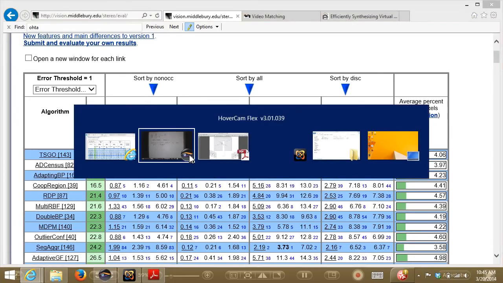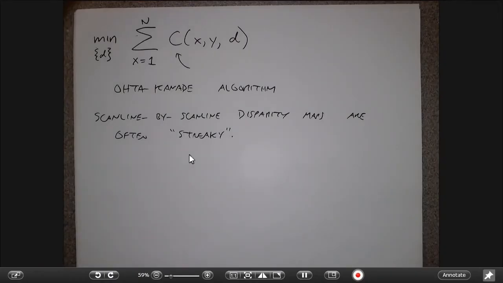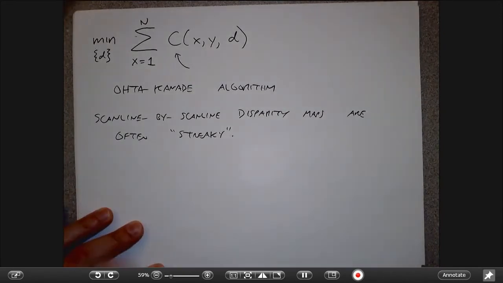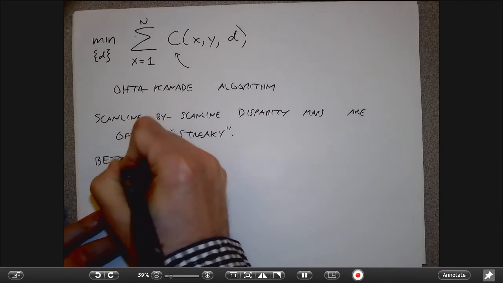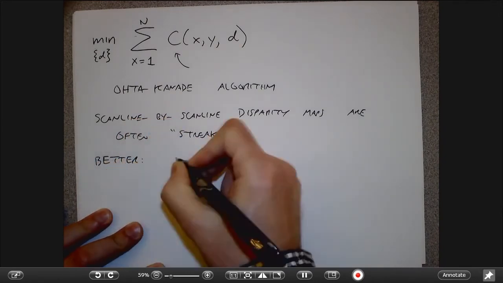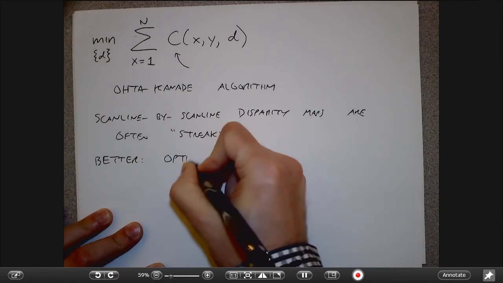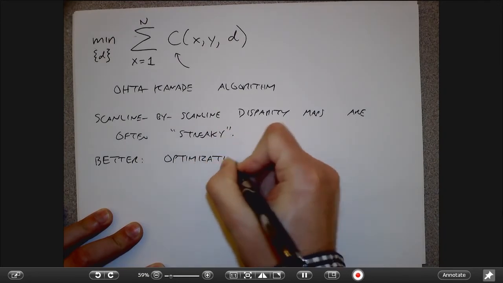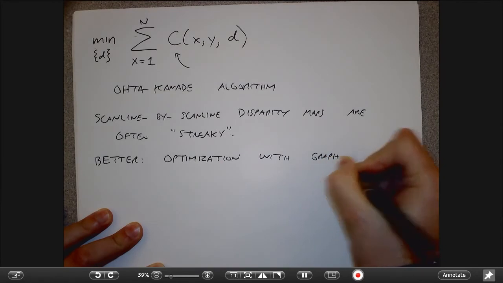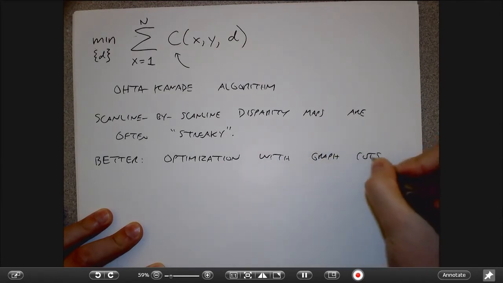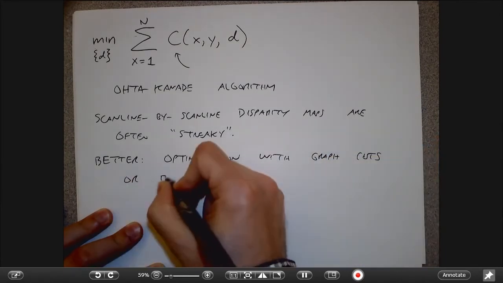So let's talk a little about some of the building blocks for making better stereo algorithms, right? So we want to avoid this streaky problem, and so a better thing to do is optimization with something like graph cuts or belief propagation.